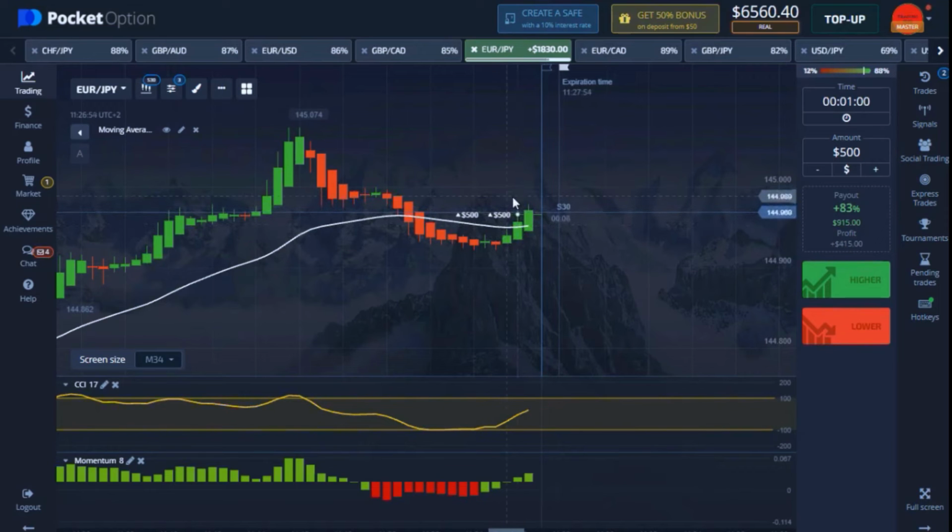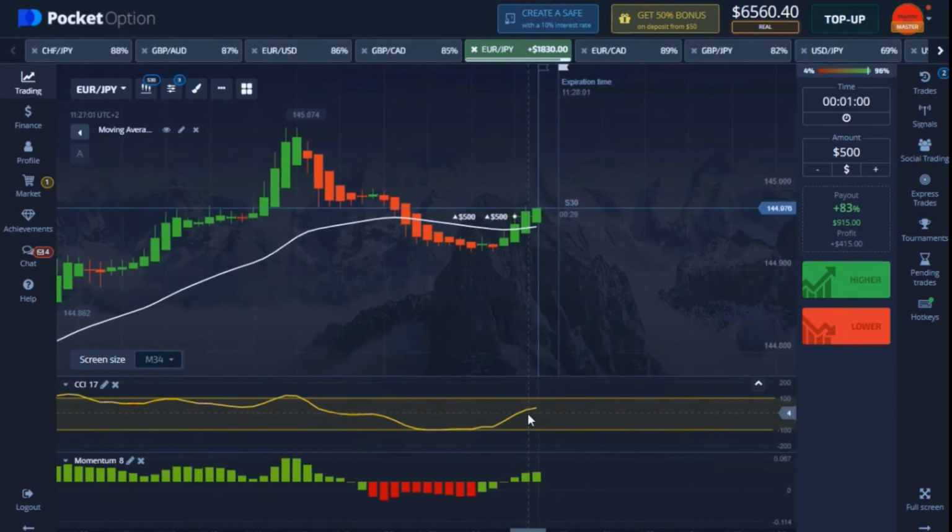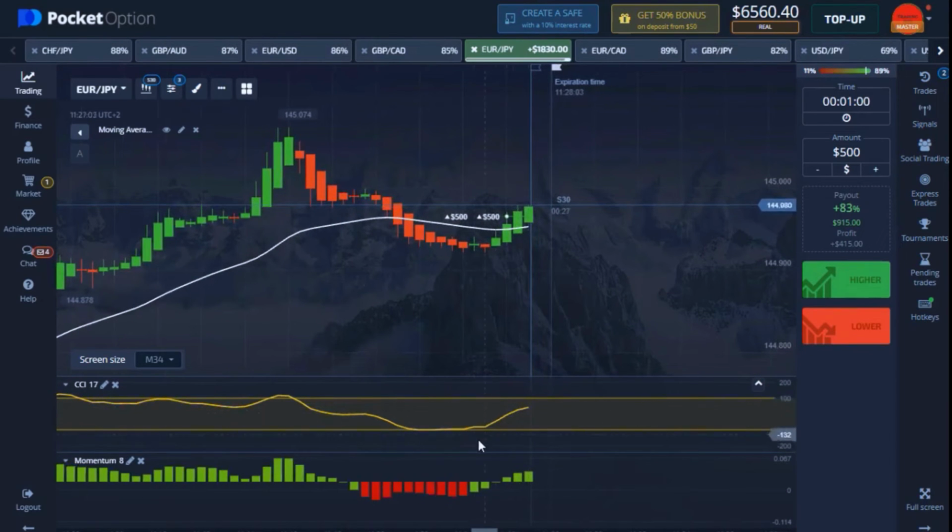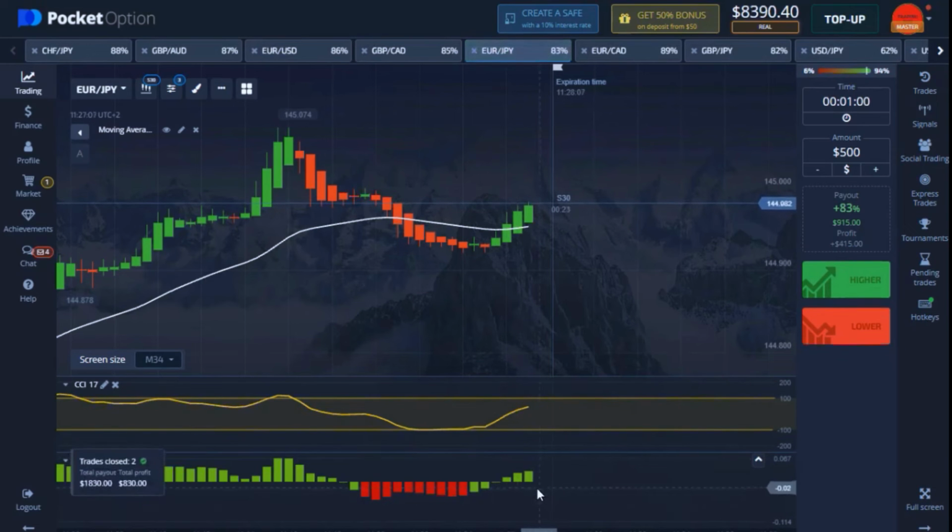Not only that, make sure you always confirm this with your CCI. It's very important. Make sure that your CCI is very strong in the trend. As you can see, this is a very strong uptrend with our CCI. The same thing is happening with our momentum, a good one there.